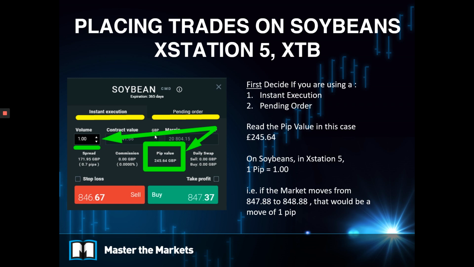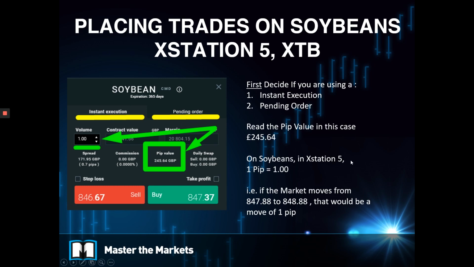Okay, so one pip on XStation 5 for soybeans is the equivalent of 1.00. So if the market moves from 847.88 to 848.88, that's one pip. And if that one pip moved and you had a volume of 1.0 and you had a buy trade, you would be in profit for £245.64. So that is what pip value is, and we need that as we go into size up our trade.